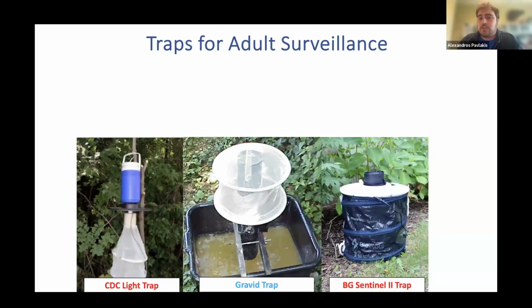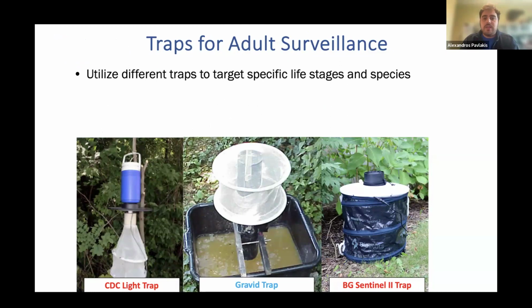So how do we conduct adult surveillance? Well, we utilize several different traps. These traps target specific life stages and also different species, so we have to use a multitude of traps to get a better idea of our mosquito populations. On the bottom here, I have the host-seeking traps in red and the gravid traps in blue. This is about that specific life stage.